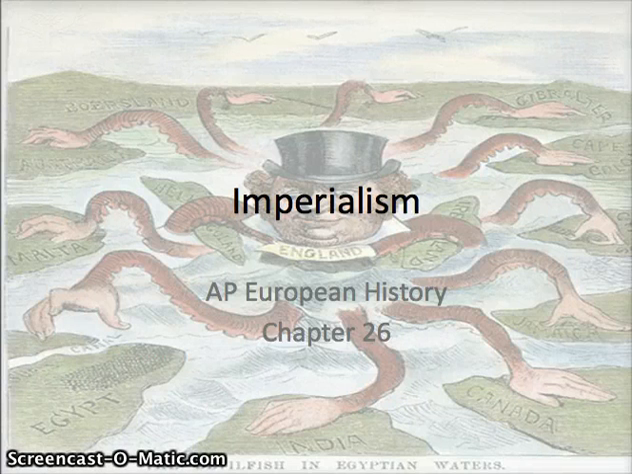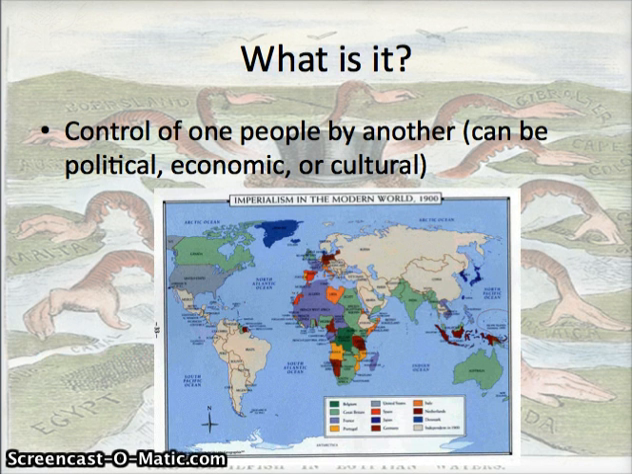Okay, so we're going to start to look at imperialism in the late 19th and early 20th century, chapter 26 in McKay. First, we need to understand a very bare bones definition of imperialism, before we even get to the different types. It's really super simple: it's just when one country controls another, or one country controls a certain area of the world.